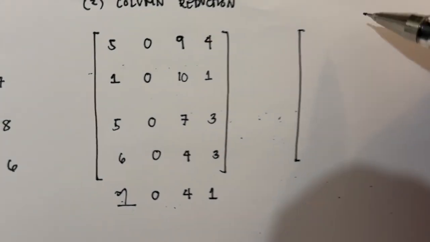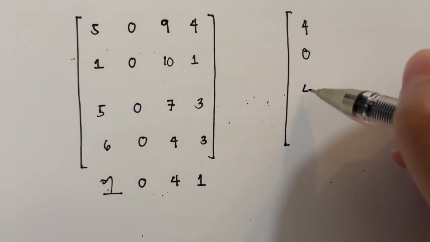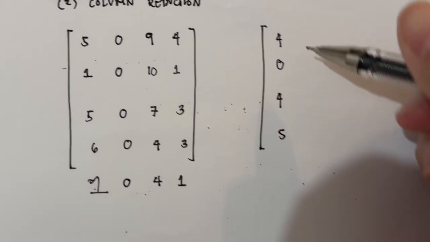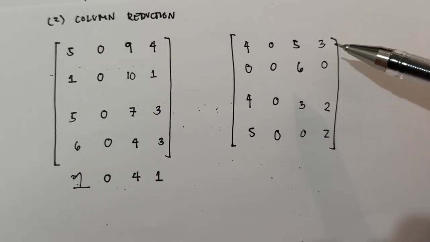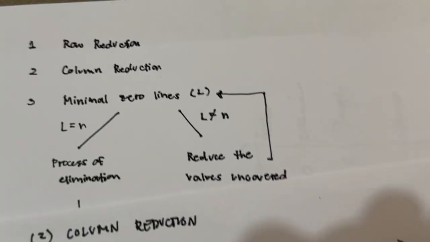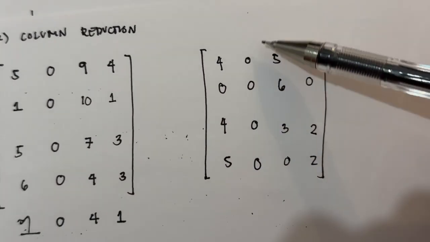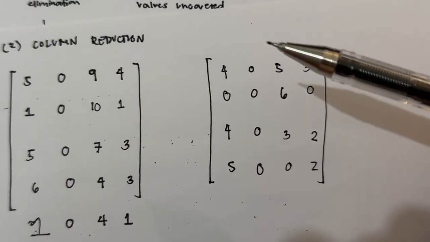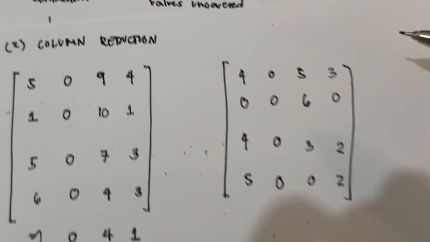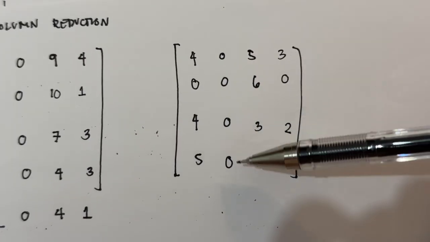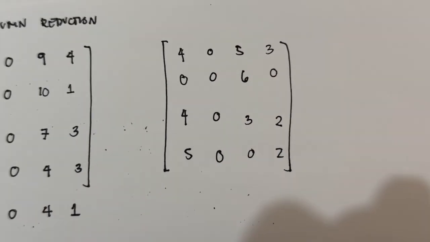So let's do this together. 5 minus 1, we have 4. 1 minus 1, 0. And we have 4 again. And we have 5. And we'll just keep doing that for each column. So now we have this matrix over here. And now let's go to the third step, which is the minimal zero lines. Okay, so what this means is you want to cover all these zeros using lines. And you want to do the minimal number. So what you're gonna do is, so you see that this row, this column has an entire line of zeros.